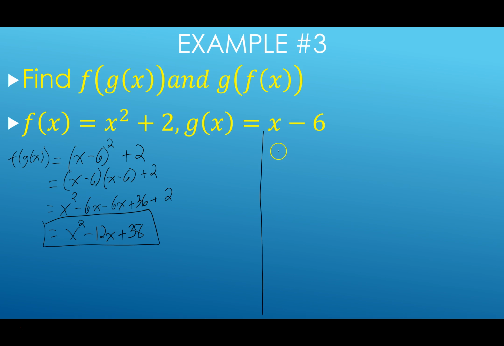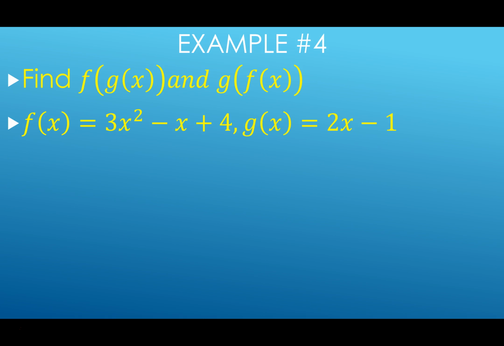G of f is the same idea, only now it's the other way around. Now we're going to take the f function and plug it in for x in the g function. Well, there's a single x term in g. It's just x. So we're replacing x now with x squared plus 2. Well, that's easy. That's just going to be x squared minus 4 for our final answer. So f of g, g of f, that's all we are looking for in these particular types of problems.